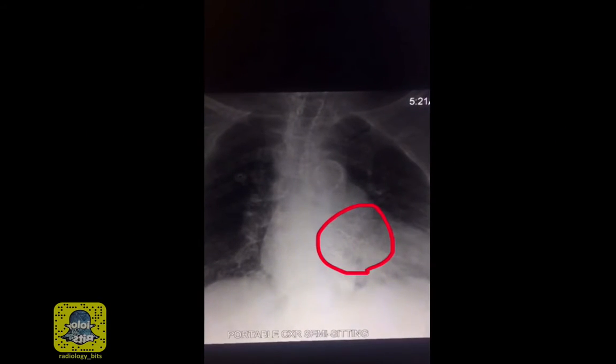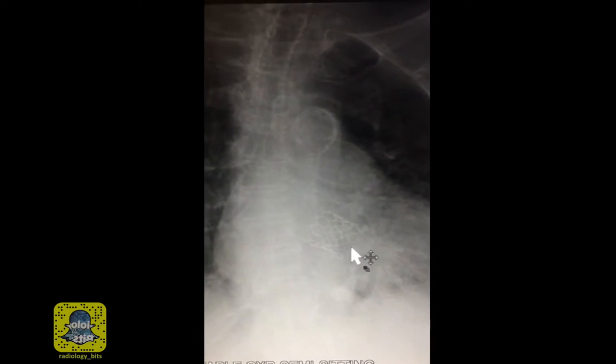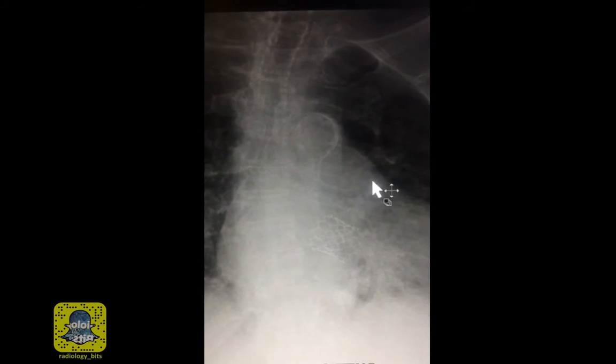This is a chest radiograph on an 82-year-old male patient. The reason I'm showing you the case is this highlighted structure. Have you figured what this structure represents? This mesh-like appearance and the rounded edges are consistent with a stent.